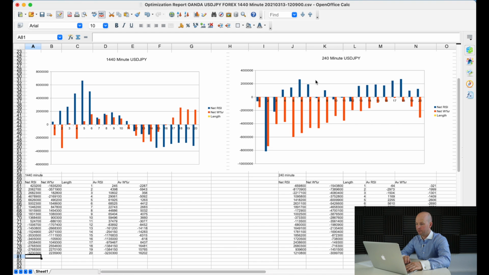Looking at the 4-hour then, RSI works quite well actually throughout, and there were some negative periods, but then the opposite for Williams %R. Williams %R didn't work at all for any of the periods on the 4-hour chart.